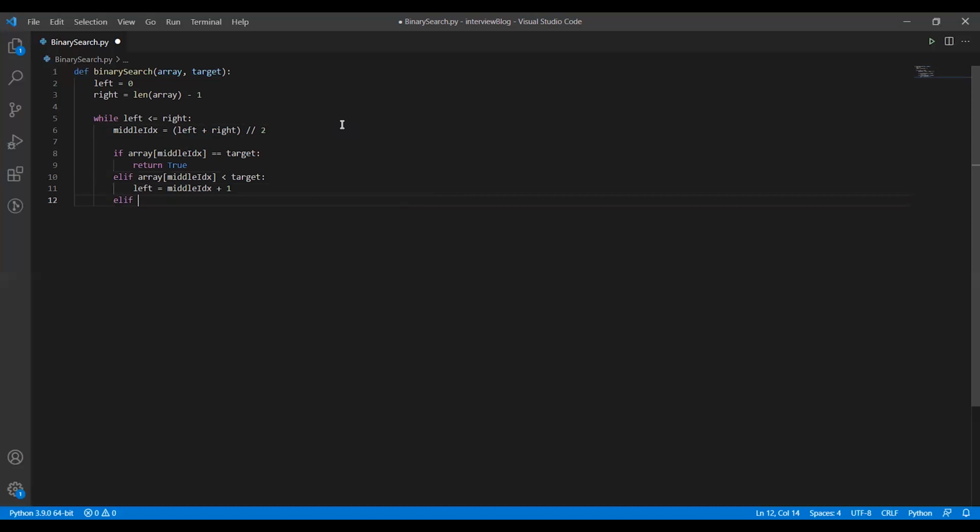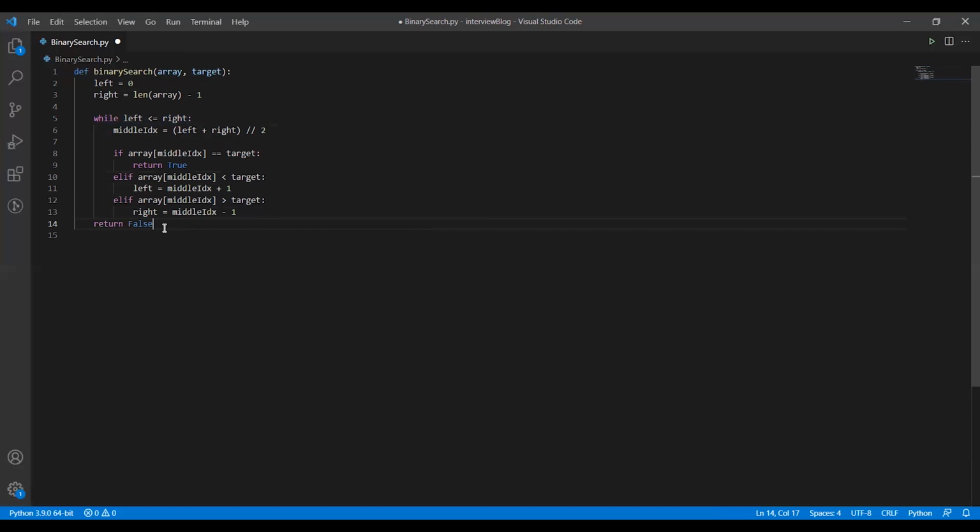Or if the element that is present in the middle index is greater than our target value, in this case, we'll be eliminating all the elements that are coming after the middle element. So I'll be saying our right index is now middle index minus 1. So this will be our solution. Whenever this condition breaks, it means that our target element is not present in the given input array. And hence, in this case, we have to return false.